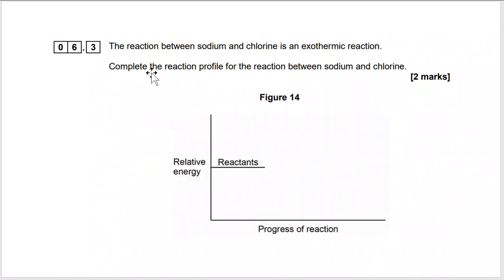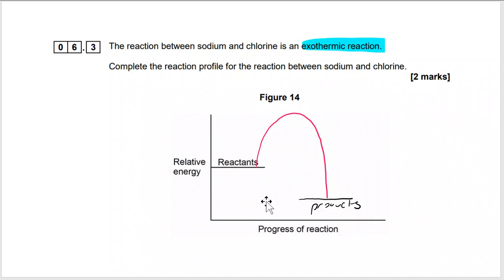And to finish off on 6.3, the reaction between sodium and chlorine is an exothermic reaction. Complete the reaction profile for the reaction between sodium and chlorine. So on this, we are looking for 2 different things. The first, it's exothermic, so the products have less energy than the reactants. This energy has been lost to the surroundings.